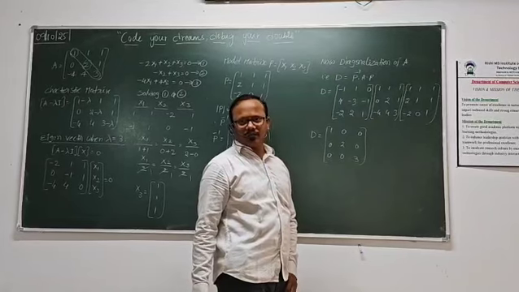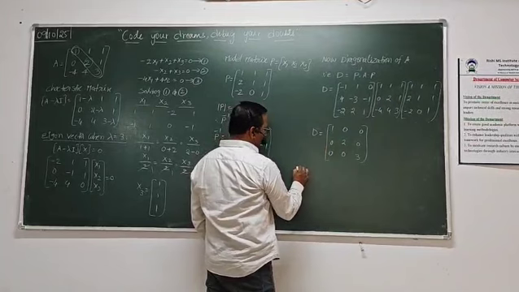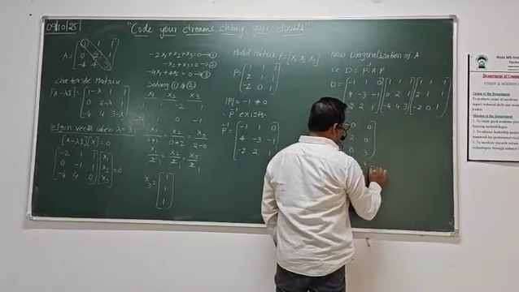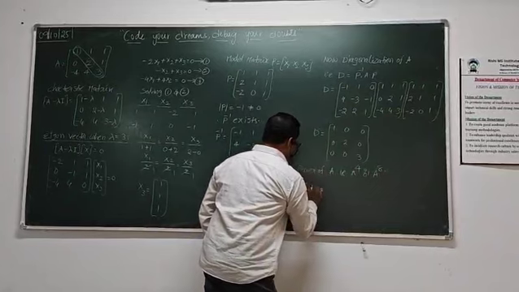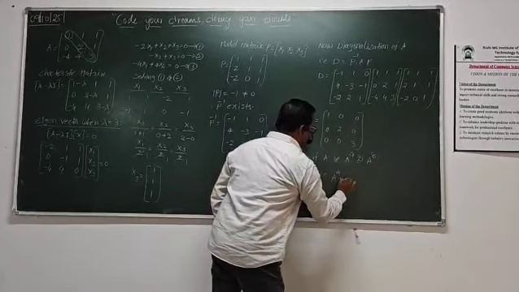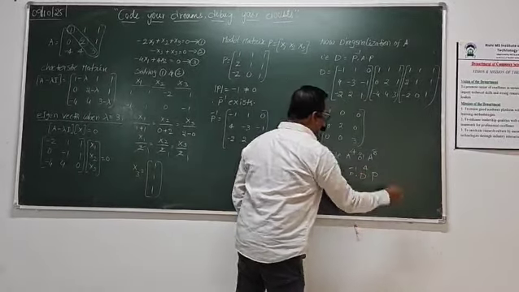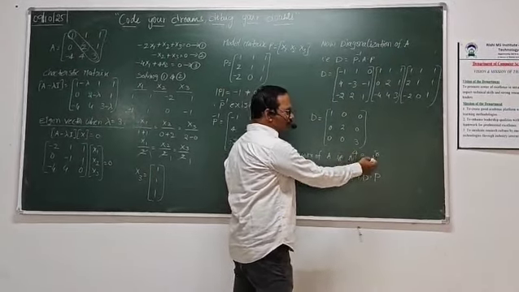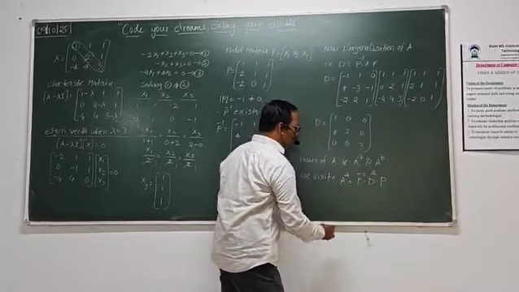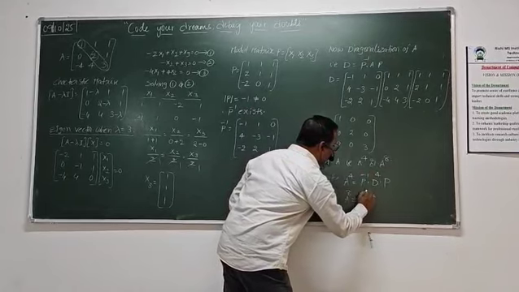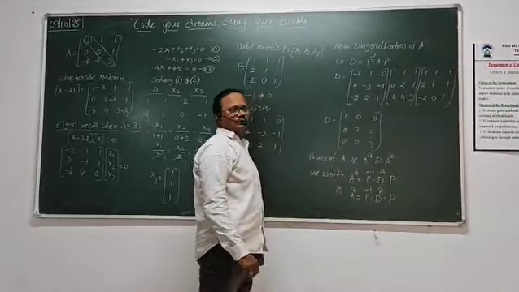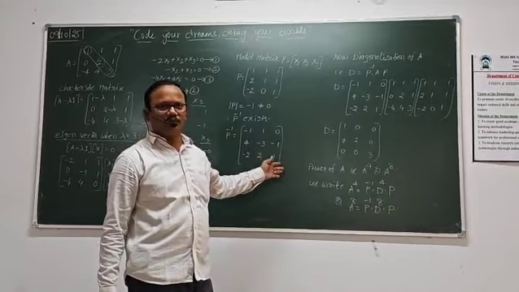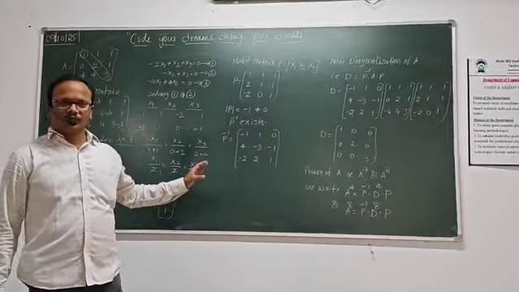If we are asked to find the powers of A, suppose A power 4 or A power 8, anything, we write A power 4 equal to P inverse into D power 4 into P. Directly we don't know A power 4, so by using this method you find the powers of A. Either A power 4 equal to P inverse D power 4 into P, or A power 8 equal to P inverse D power 8 into P. Okay, this is the diagonalization of a matrix and how to find the powers of A. Understood all of you? Yes, sir. Okay.